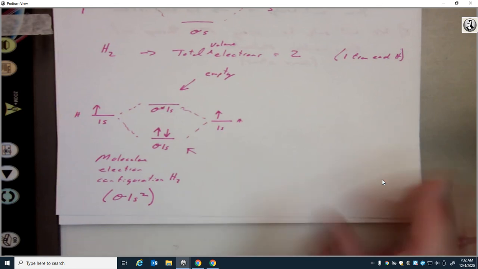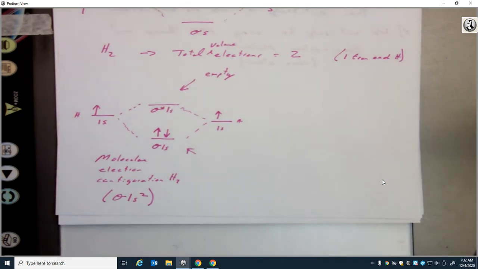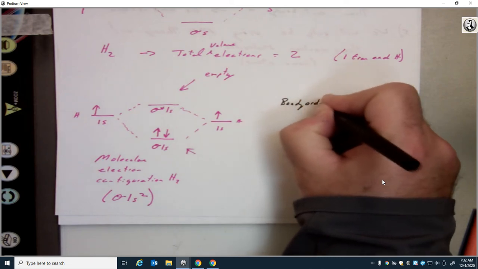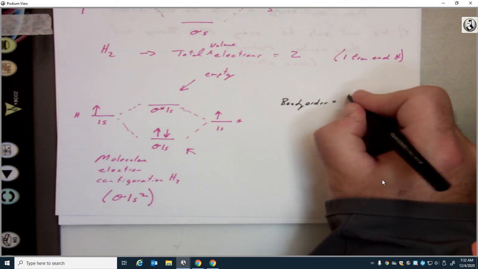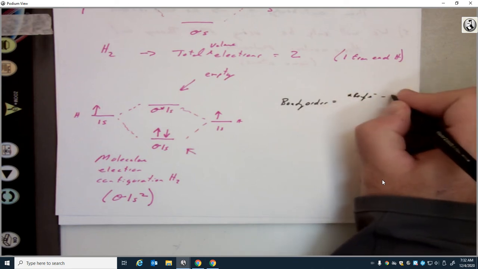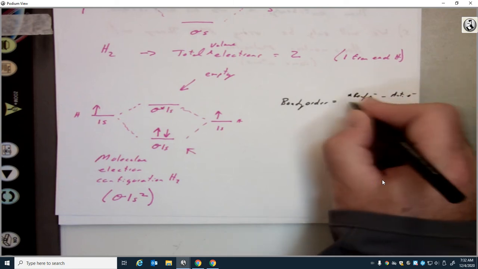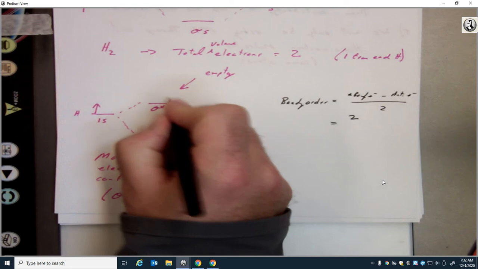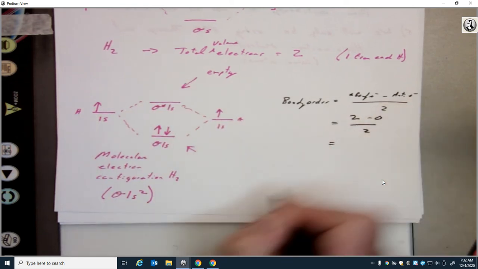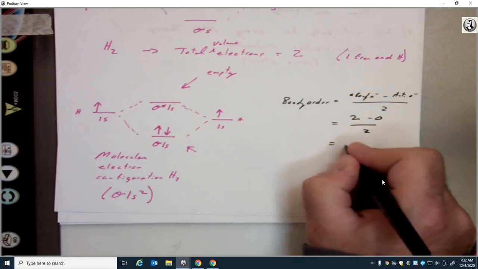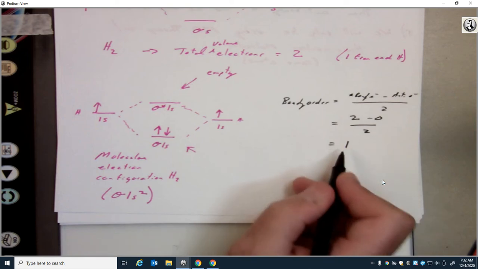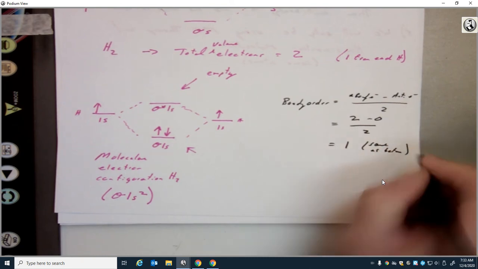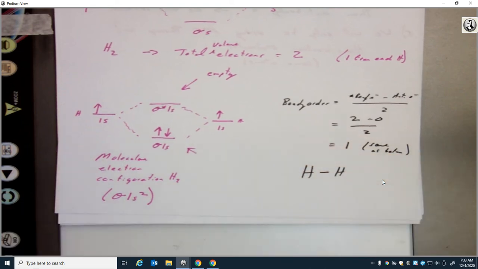Now, just for fun, let's calculate bond order. Bond order equals the number of bonding electrons minus anti-bonding electrons, divided by 2. There are 2 bonding, 0 anti-bonding, divided by 2, and we end up with 1. That's what we found before, and it better be, because we know that there is a single bond between 2 hydrogen atoms.